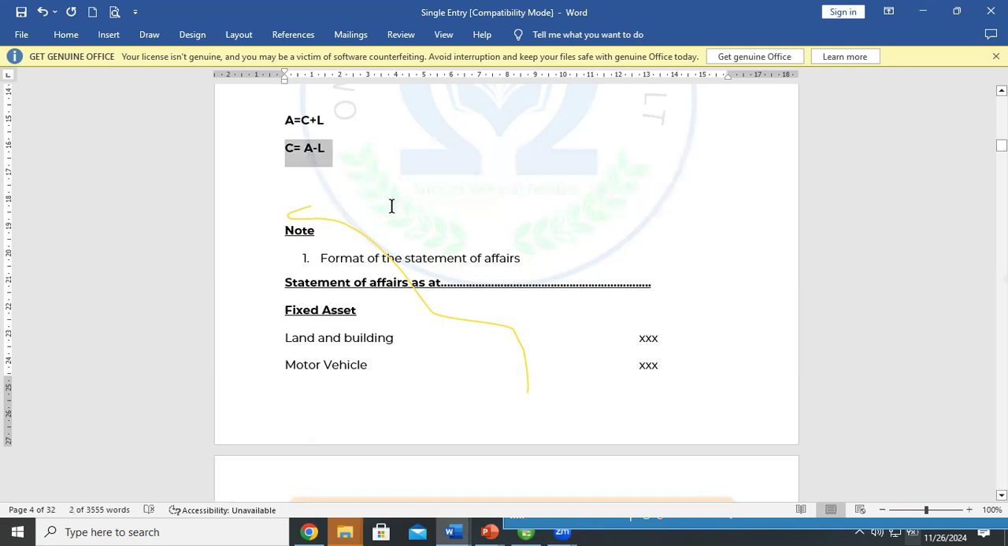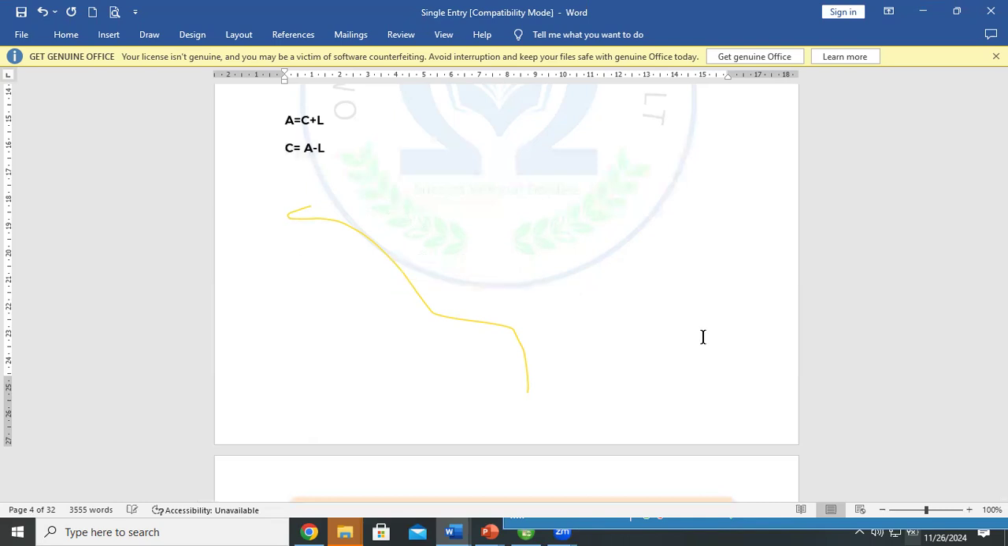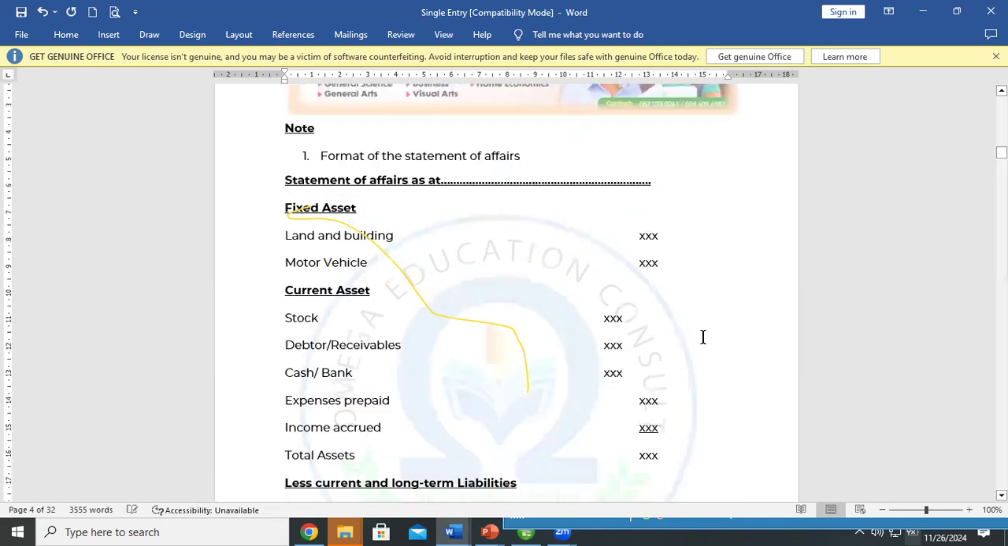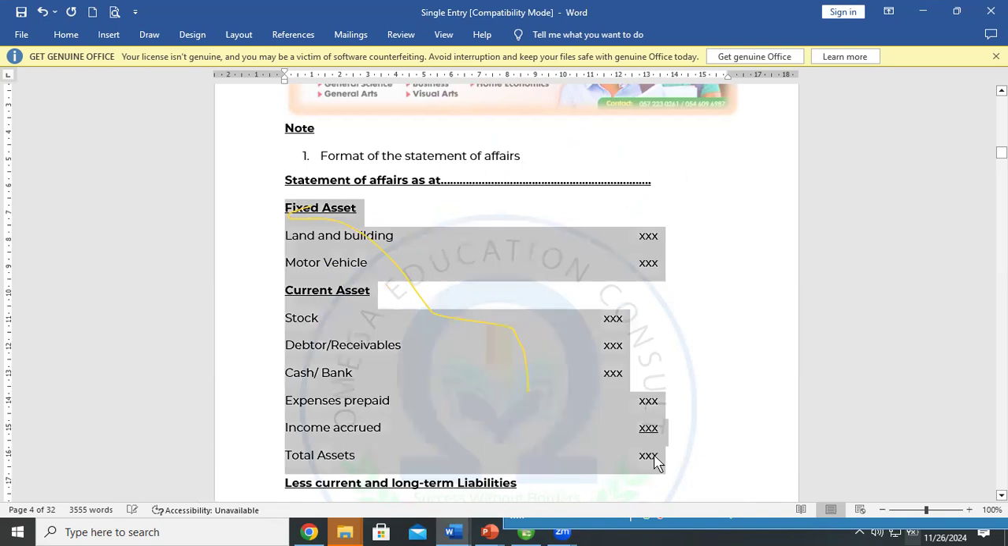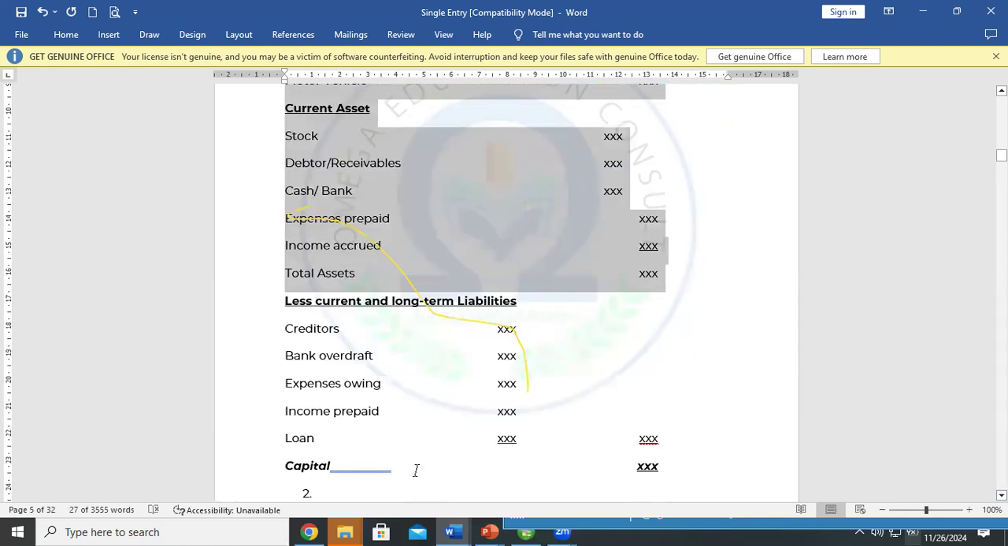So this is a simple format I put here for you. Let me go down so you can see it briefly. Don't bother about the notes. I'll share it with you. Okay. So this is a simple statement of affairs. So first of all, you list all your assets, like we do. You start with your fixed asset followed by the current assets. Then you less your liabilities. So you less your current and long-term liabilities, all the liabilities, to determine your capital. That is your statement of affairs.